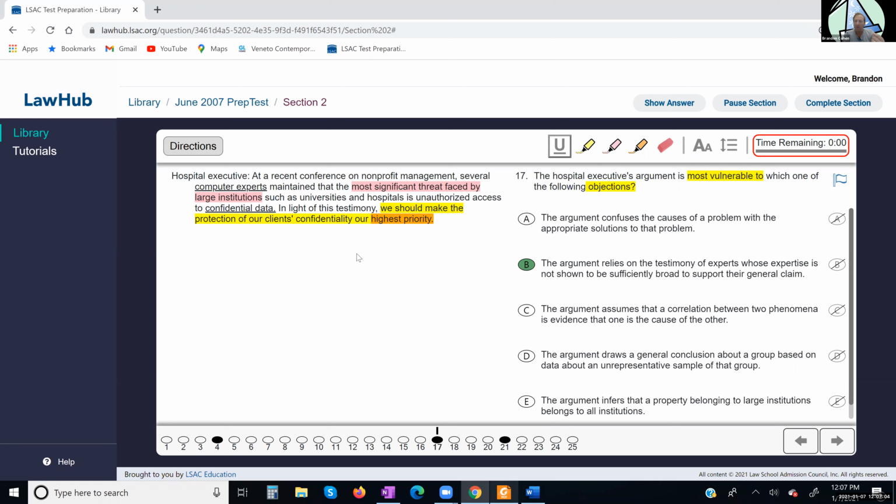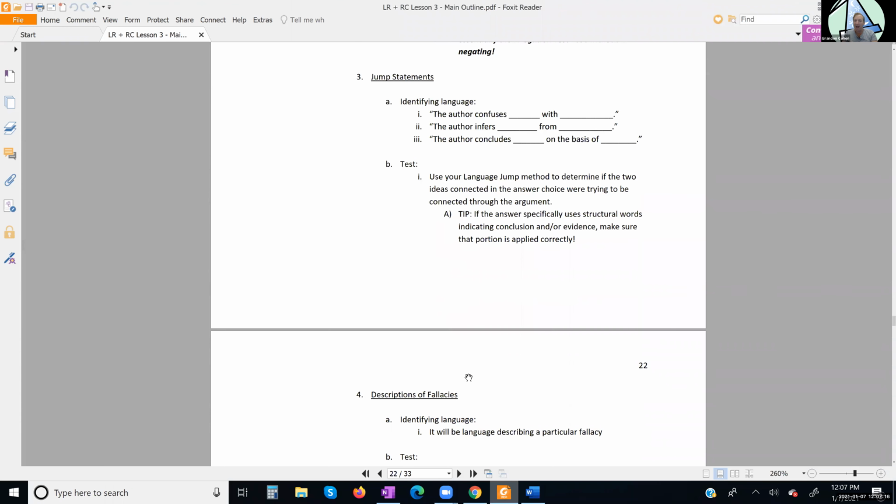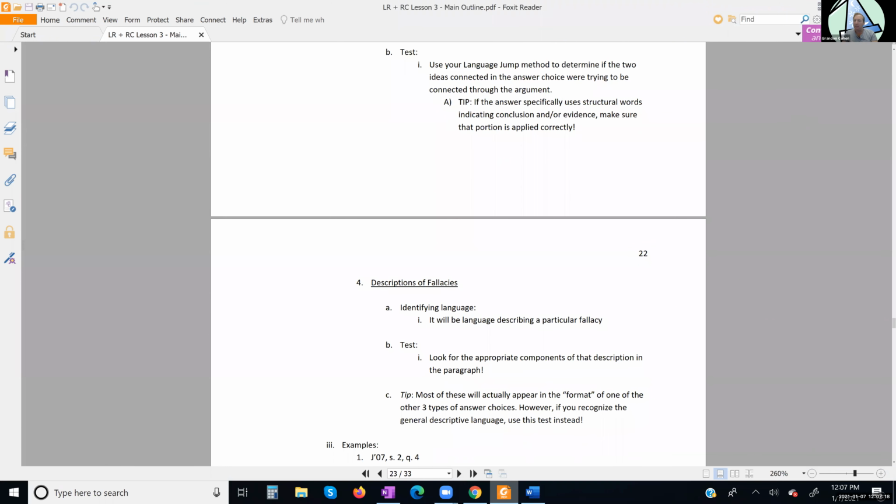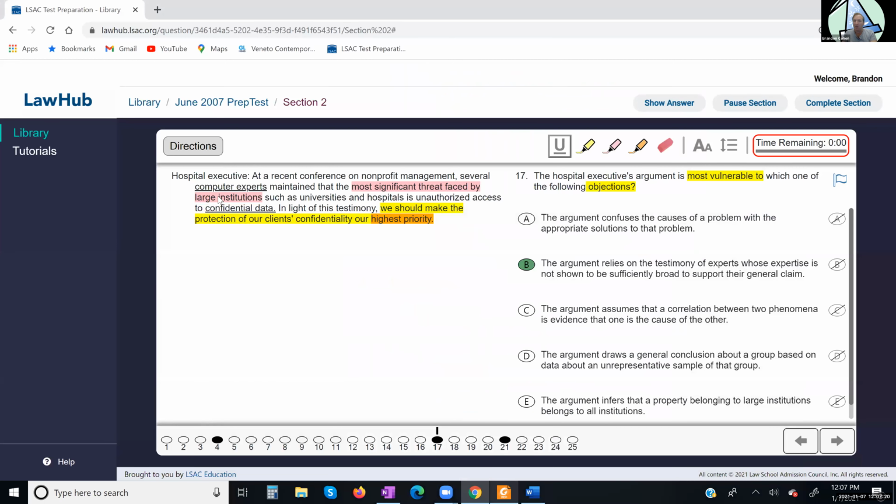So this is where we have to recognize, and that's what B is saying, the argument relies on testimony of an expert who's not shown to be sufficiently broad to support the general claim. This is describing the fallacy of an appeal. They are appealing to evidence of a certain source, and that source may not be representative of what we want. That was the appeal fallacy.